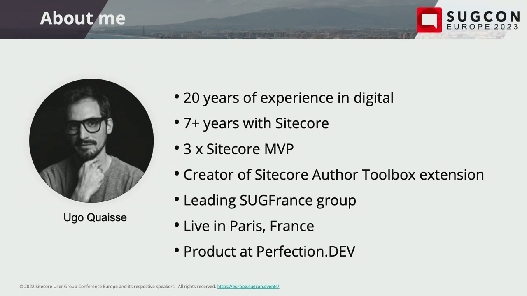Just a little bit about myself before we start. My name is Hugo. I have 20 years of experience in digital, more than 7 years with Sitecore in different landscapes, in different industries, with many different clients. I'm a 3-time Sitecore MVP. Some of you might know me because I'm also the creator of the Sitecore Author Toolbox, extensions for Google Chrome. I'm also leading the SUGCON group, something that we resumed last year with two of my friends. Ram is here, he's leading that with me, and Miguel, who is still in France. I live in Paris, and I'm currently product manager for a small company named Perfection.dev.